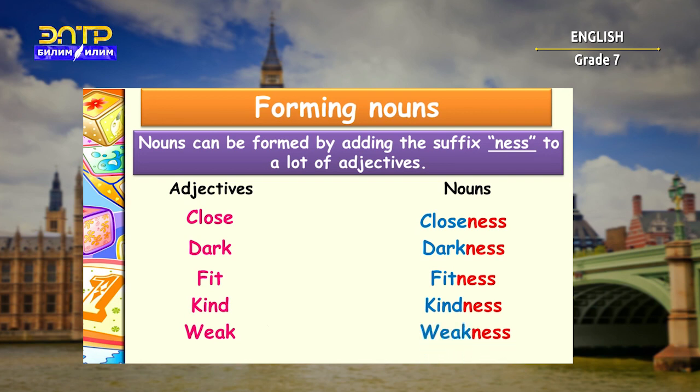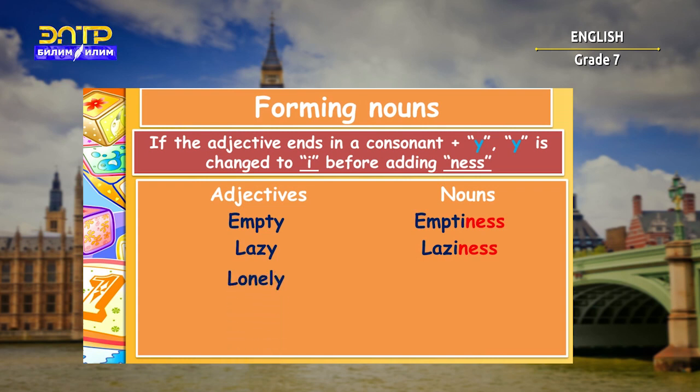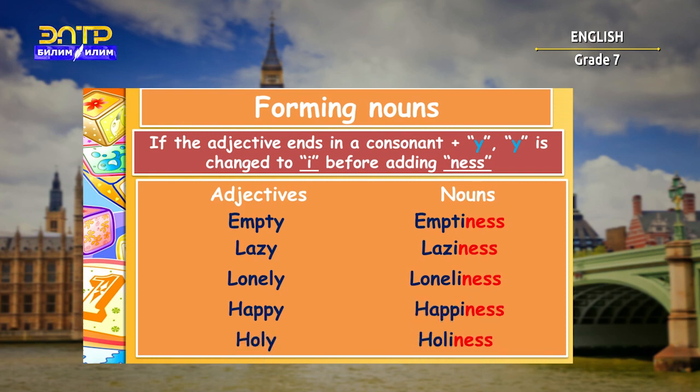However, not every adjective can be changed to a noun in this way. And if the adjective ends in a consonant plus y, the y is changed to i before adding -ness. For example, empty, emptiness, lazy, laziness, lonely, loneliness, happy, happiness, holy, holiness.